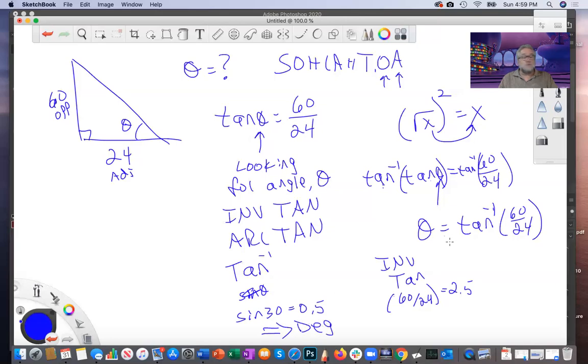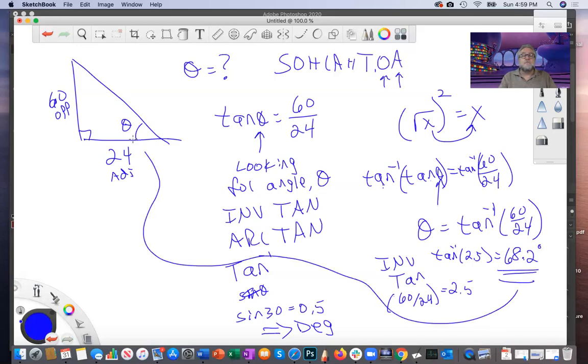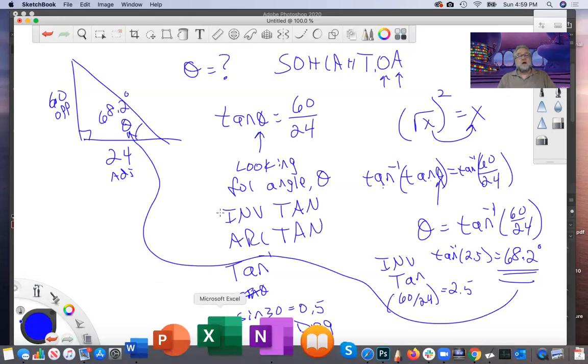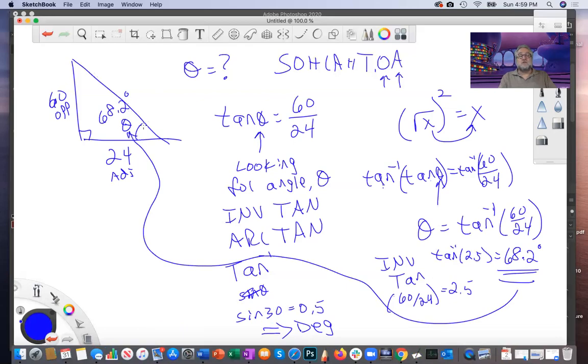Okay, so the answer that I got when I did inverse tangent of 2.5 was 68.2 degrees. So this is the angle theta right here, 68.2 degrees. Now, if I wanted to find the hypotenuse, I have a lot of choices.